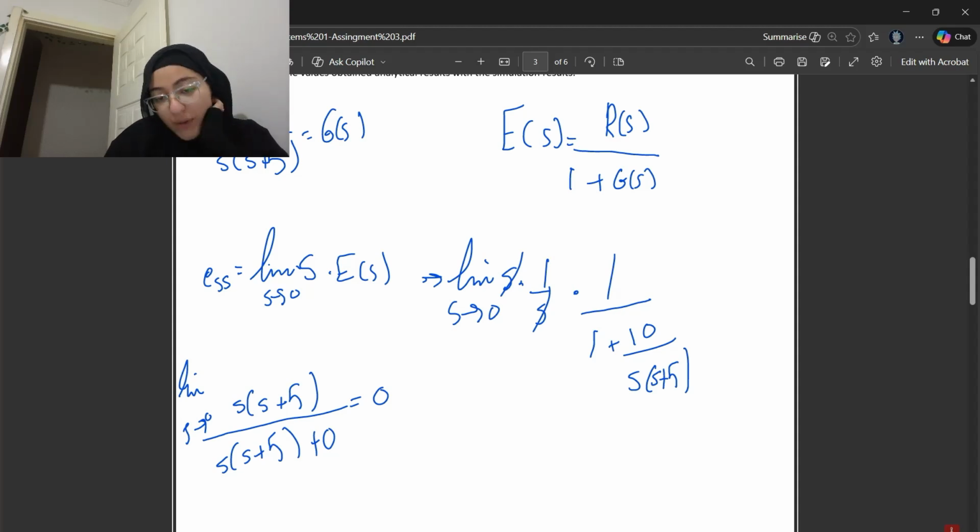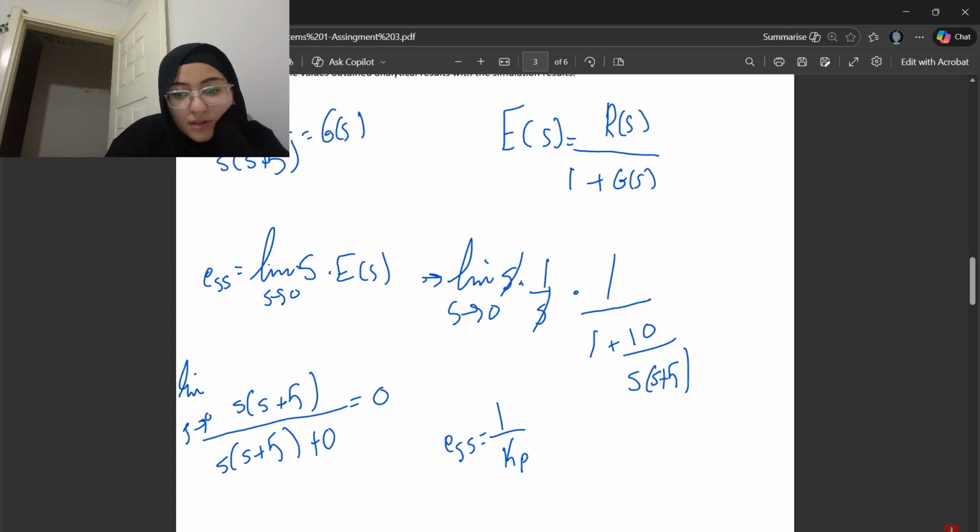Or in another way, the ESS will be 1 over KP, position. What is KP? No, it's going to be 0. Okay, it's going to be 0. Okay, this is for the first one.